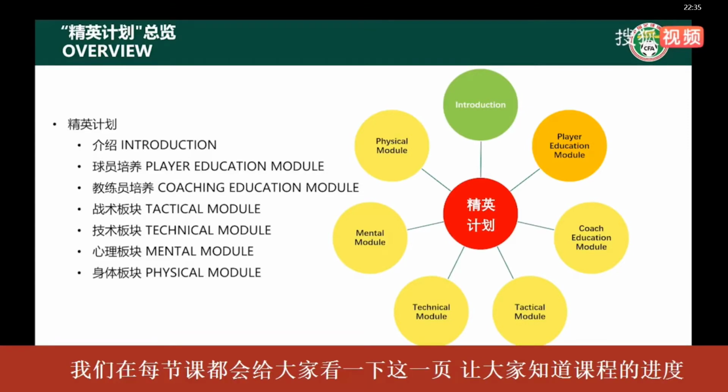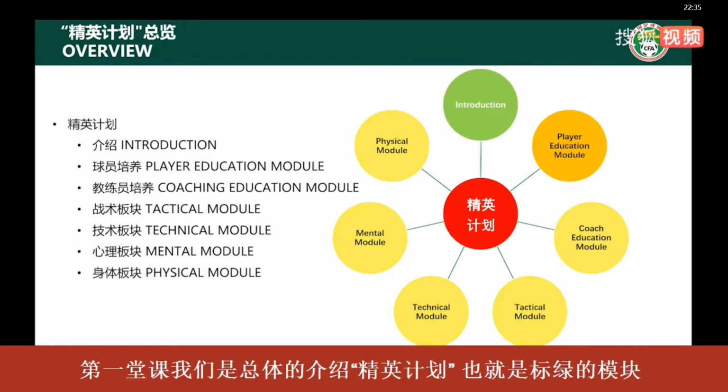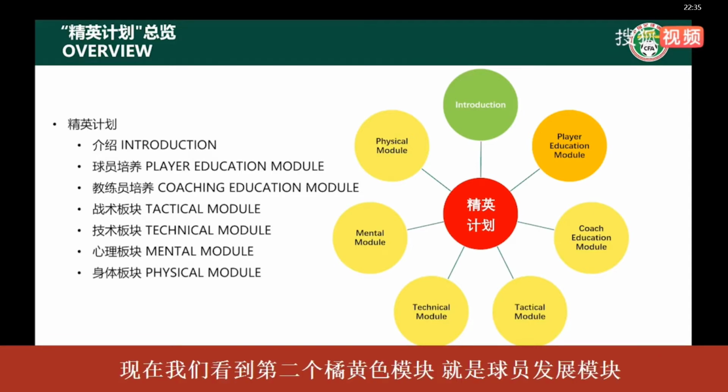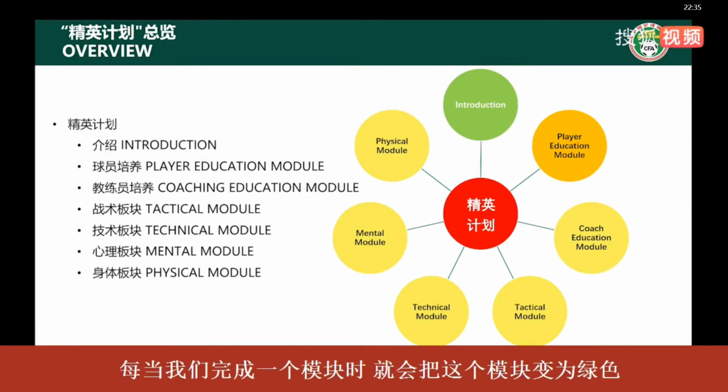We will always use this slide to show where we are. In the first lesson, it was mostly about introduction. That has been done. That is green. Now, we already started last lesson with the player education module. So it's in orange. It means we are busy with it. So each time we finish a module, it will be in green.